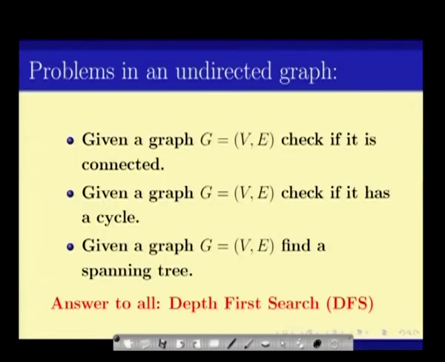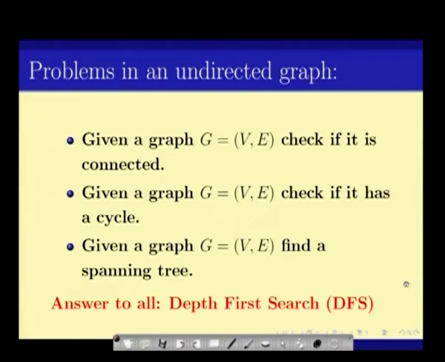Now, a tree is a graph which has no cycles, and if a tree touches every vertex of the graph, then it is called a spanning tree. It can be seen that if a graph is connected, then there exists a spanning tree. So, to answer all of them, we can use depth first search.